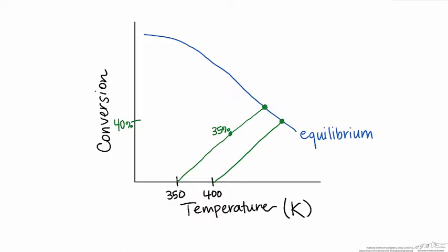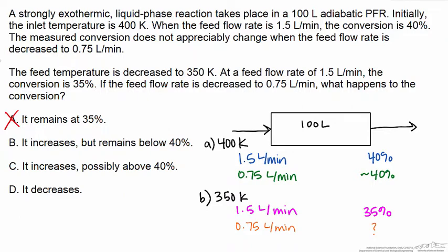We don't expect that if we allow more time for the fluid to react inside the reactor by having a longer space-time for the reaction, that we're going to be stuck at 35%, because we can continue moving to higher temperature and higher conversion. And for this reason, selection A is not correct.